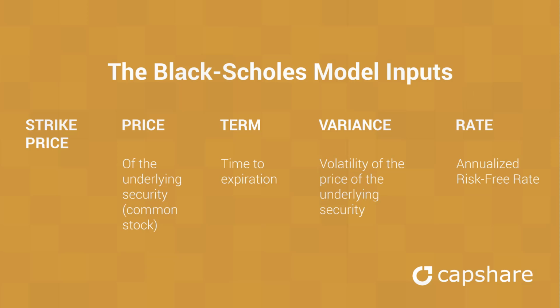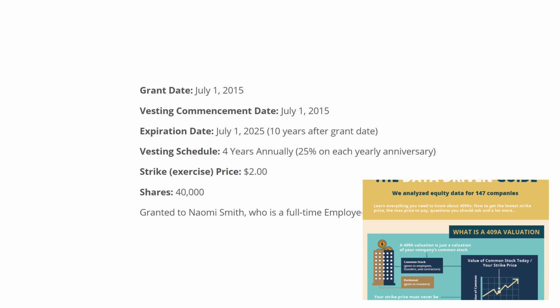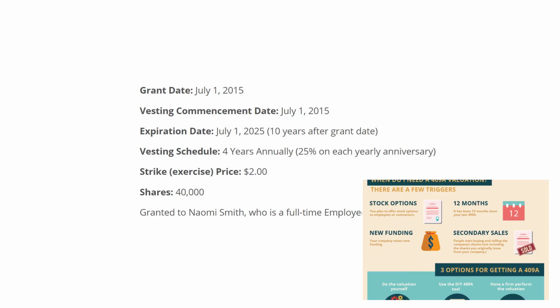And all the inputs, by the way, are going to be as of the measurement date of July 1st, 2015. The first that we're going to look at is the strike price, and that's easy. We know that that's $2. For the price of the underlying security, we're going to assume that it's $2. Most private companies issue options with a strike price equal to the value of the common stock, but really that's going to be determined by your 409A valuation. If you have a recent 409A valuation, I would look at that. If you don't and you're planning on issuing options, you're probably going to need to get one. And if you want to learn more about 409A valuations, I would recommend this guide as a great resource.